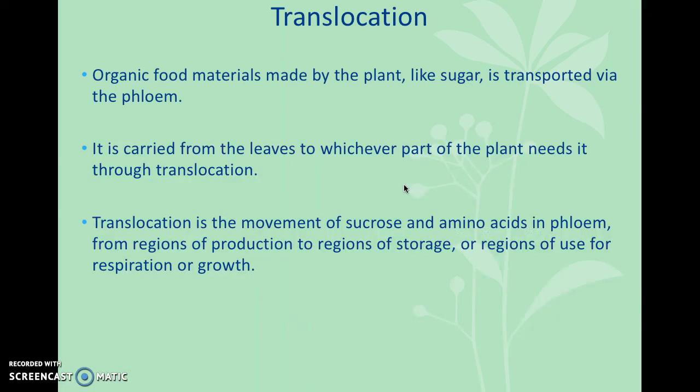Translocation. Organic food materials made by plants, like sugar, are transported via the phloem. It is carried from the leaves to whichever part of the plant needs it through translocation. Translocation is the movement of sucrose and amino acids from regions of production to regions of storage or regions of use for respiration or growth.